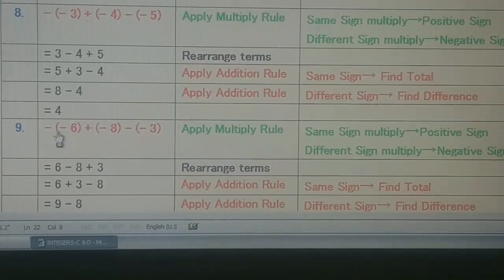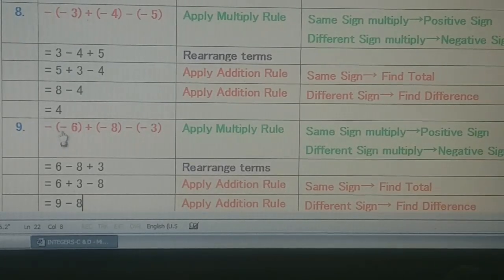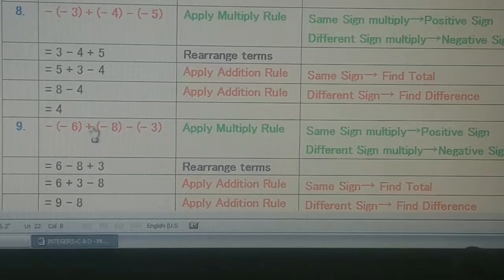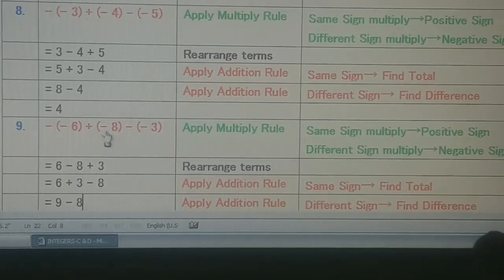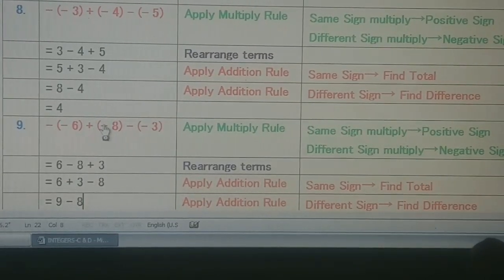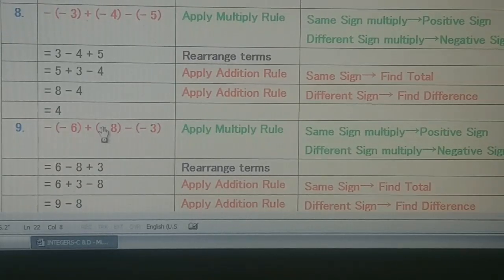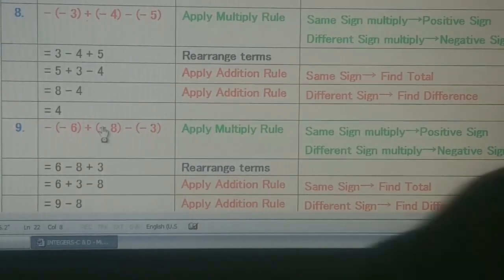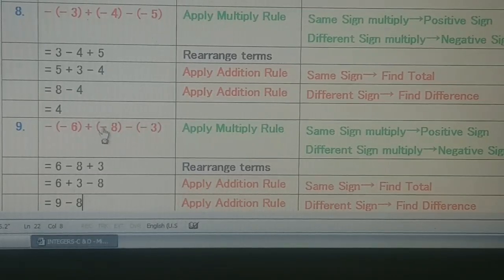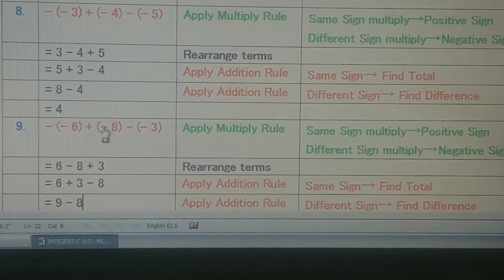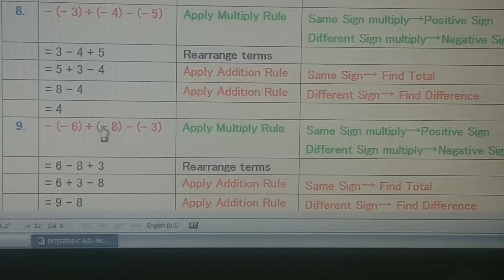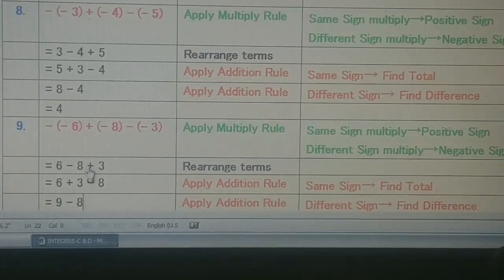The open bracket symbolizes the multiply rule, so we have to apply the multiply rule. Minus into minus, we are having plus 6, and plus open bracket minus, that means plus into minus. Plus into minus is minus. Minus is always stronger than plus in the multiplication rule. Between plus and minus, we have to always choose minus. And when there are two minus signs, it becomes plus.